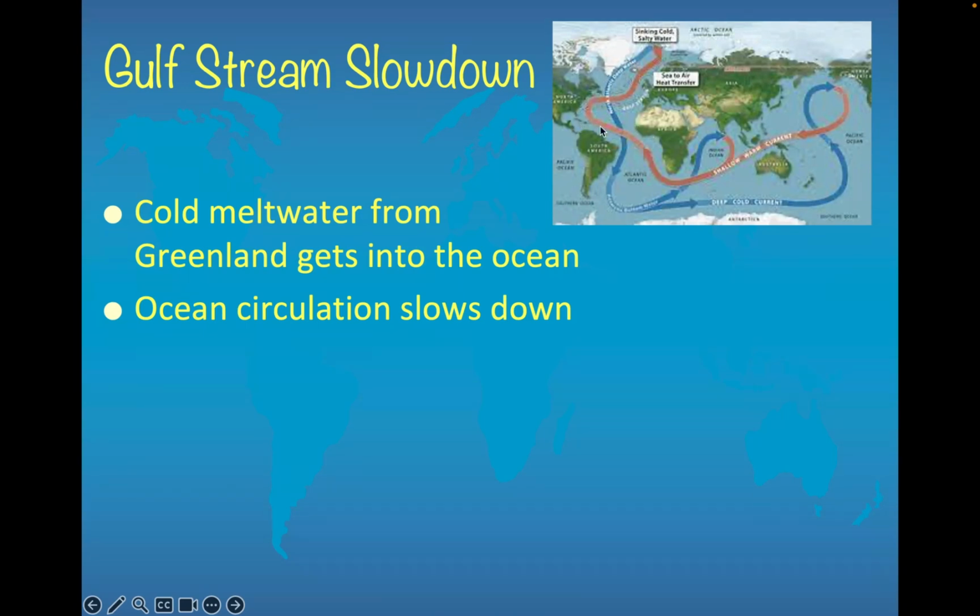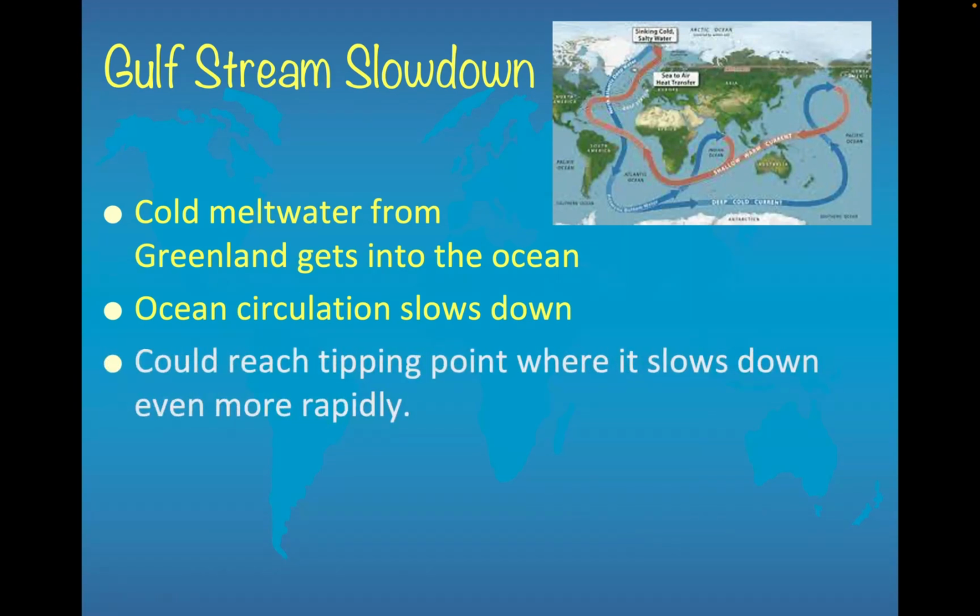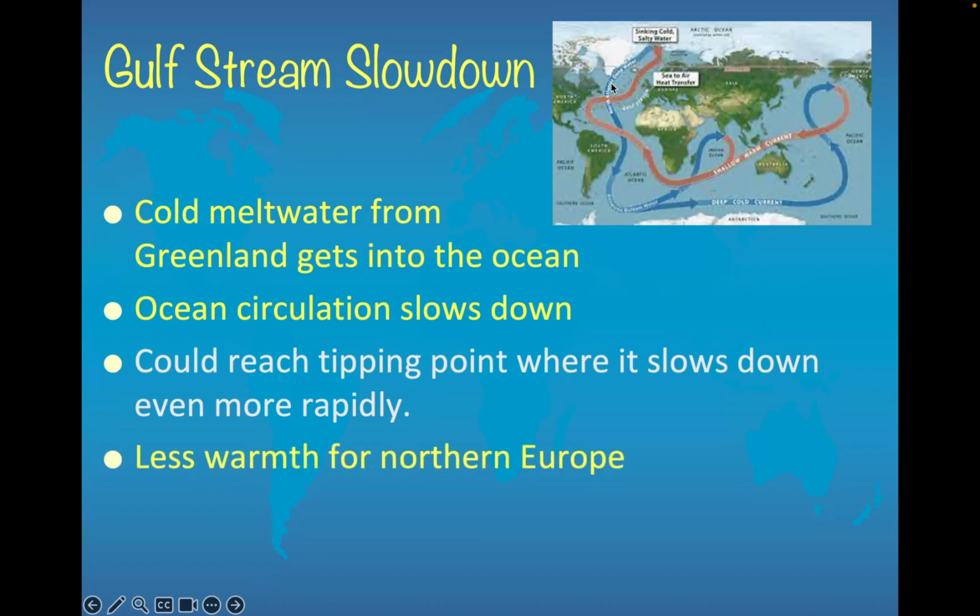So one effect is that the middle of the globe, that water is staying hotter than it's supposed to. So the concern is that if we get to that tipping point where this is going so slow, then you're not going to be able to recover from that. This means that if this isn't circulating, you don't get that warm water to come back up, which means that Northern Europe is going to be less warm, and that's going to change their climate, and the people that live there will have to adjust.